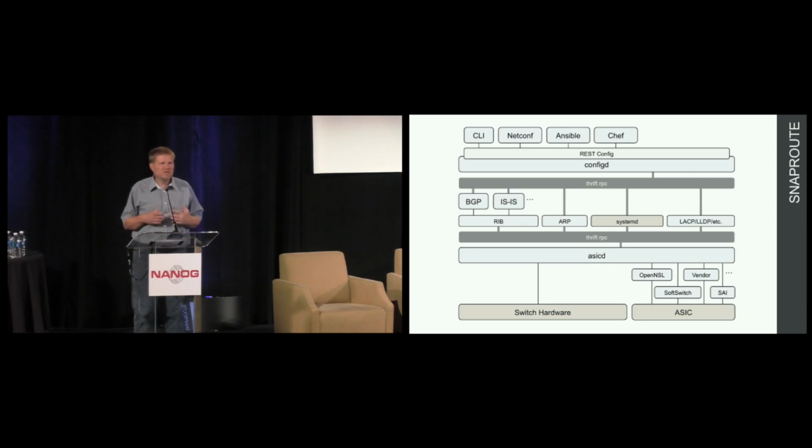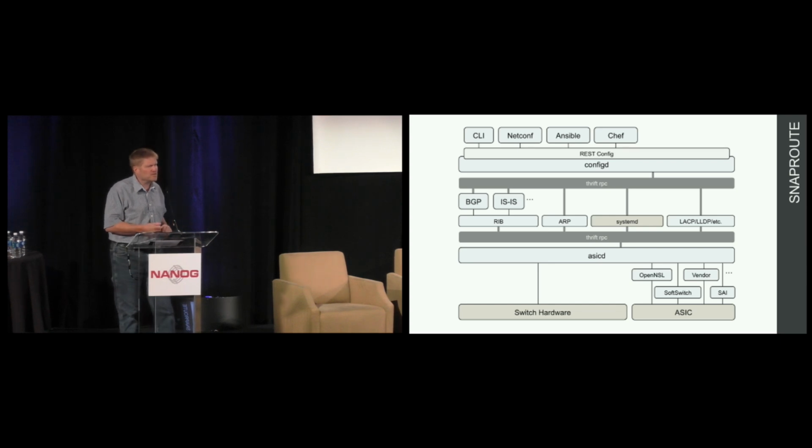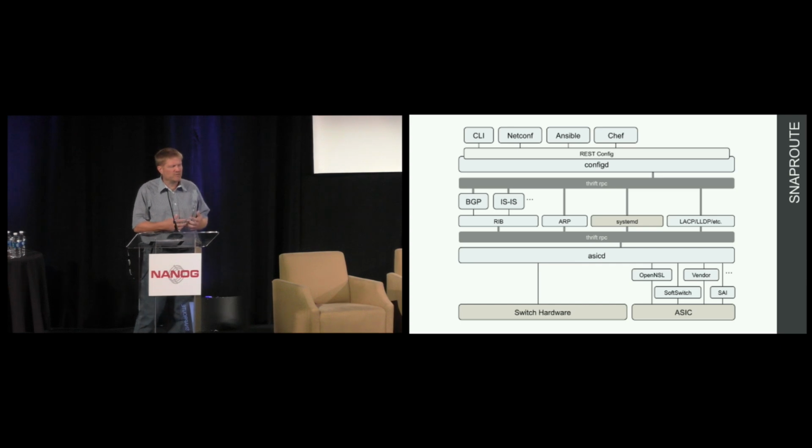SnapRoute's architecture is a little bit more complex. They are focused more on having a single database through which you can get to everything, and they're using Thrift RPC as their primary connection point to get between things. They have a REST API or a REST config module that talks to CLI, NETCONF, Ansible, Chef, YANG, all these other things, and pushes it through a process called config-D. Config-D connects through Thrift RPC to talk to each of the protocols.